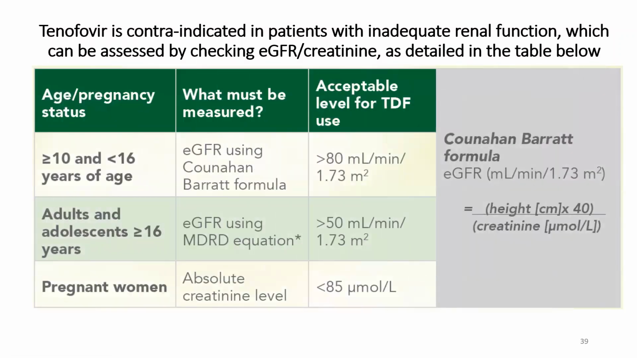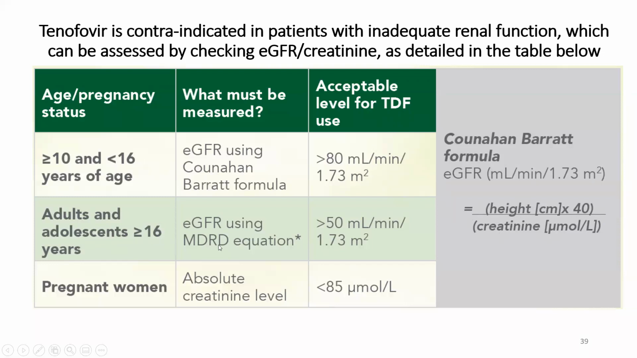Now, in terms of tenofovir, remember you have to look at the status of the kidneys to see if they are functional before the patient gets tenofovir. So in children or adolescents from 10 years to 16 years of age, you look at the eGFR, but using the Counahan-Barratt formula. It's the height of the patient in centimeters, multiplied by a constant number, which is 40, divided by the serum creatinine that you get from the laboratory. This has to be equal to or more than 80 for a patient to be eligible for tenofovir. So after getting the height of your patient, multiply it by 40 and divide by creatinine; your answer should be more than 80 for a patient of this age to qualify for tenofovir.